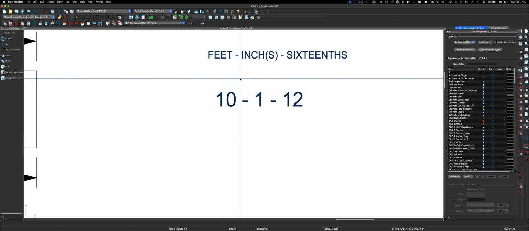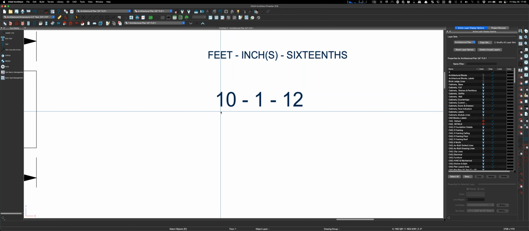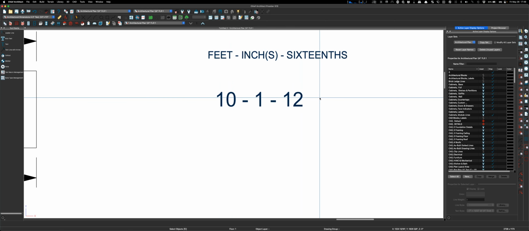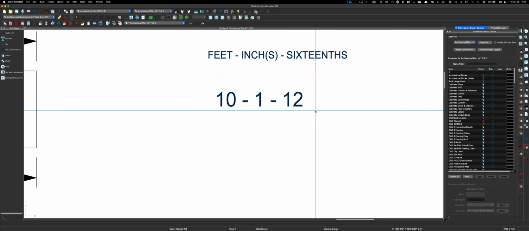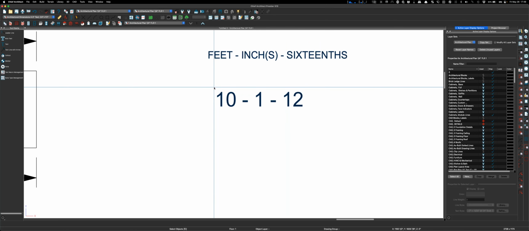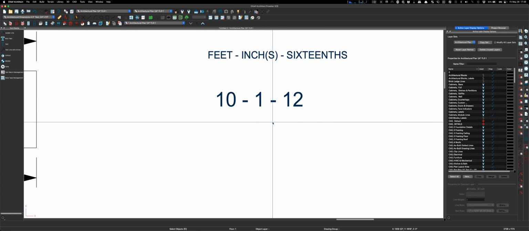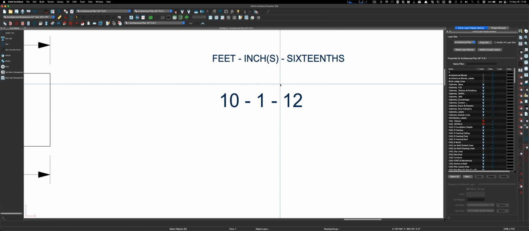And now that I've been using feet inch sixteenths, this is such an easy system to write. All the numbers stay the same size. You just go 10-1-12 and you have your length. And it's easy enough for anybody to know the first number is always feet, the second number is always inches, and the third number is always sixteenths. So even if it was a small size, you could go 0-1-3 and that would be 1 3/16. So just something to think about.